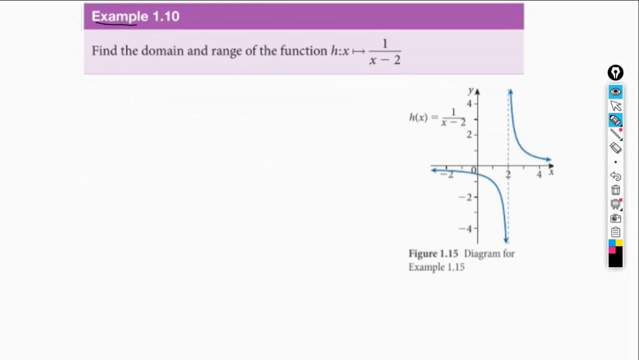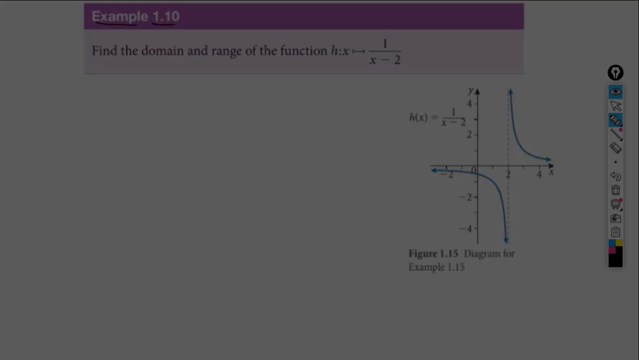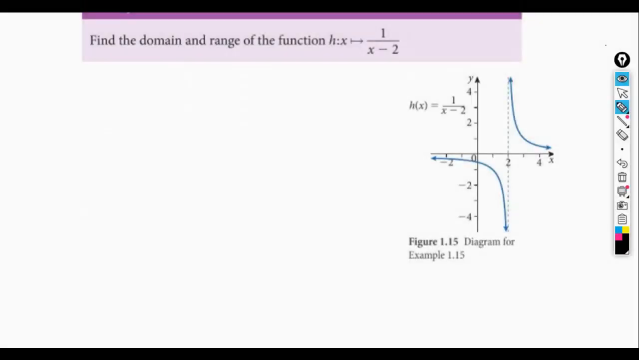Our next example is 1.10, and it says find the domain and range of the function h such that x maps into 1 over x minus 2. So this is what's called a reciprocal function. And with reciprocal functions, you have to take into account asymptotes. So the asymptotes are values through which the function cannot cross for whatever reason.